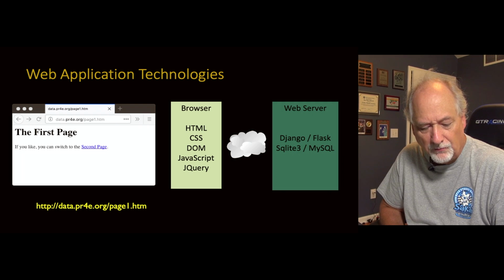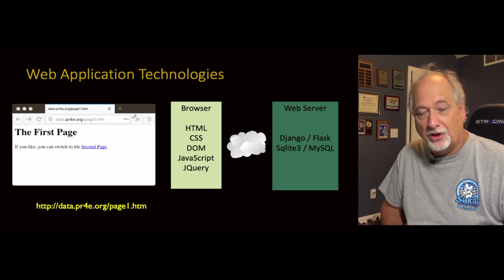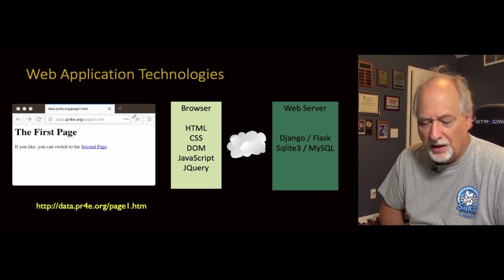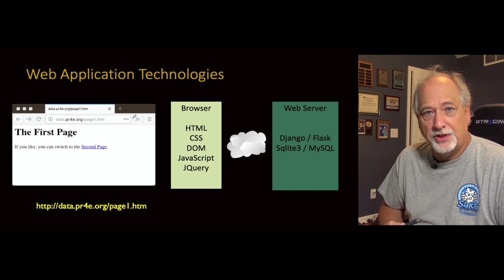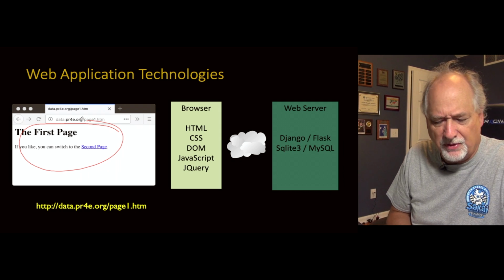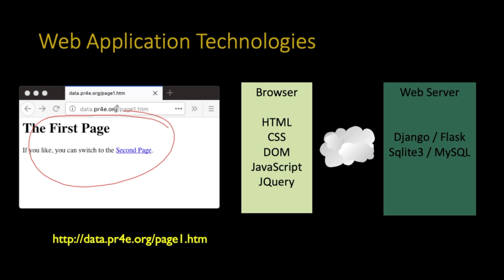If we take a look at what we're really going to be talking about in this lecture and in this web application course, it is the different technologies that are used to, in effect, produce a web page. So we have a web page over here. You go to the URL data.pr4e.org/page1.htm, and here comes a page. And this is a super simple page.